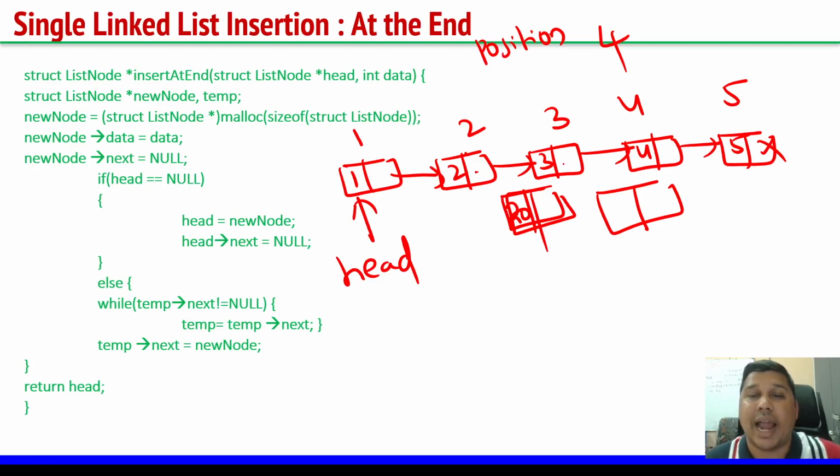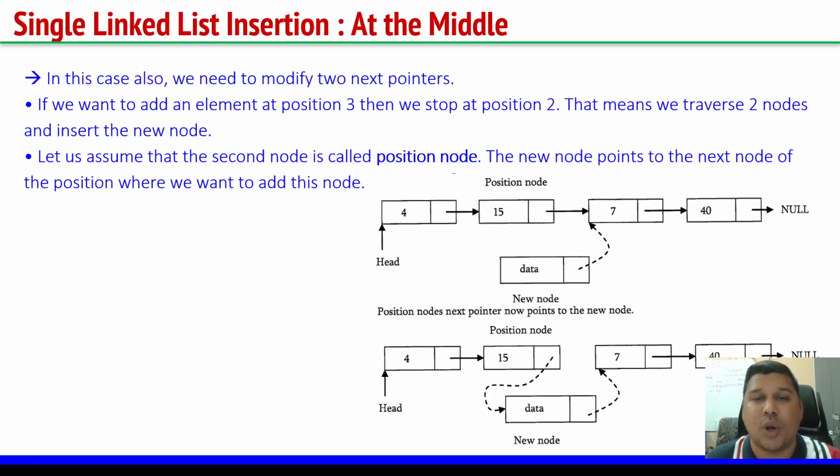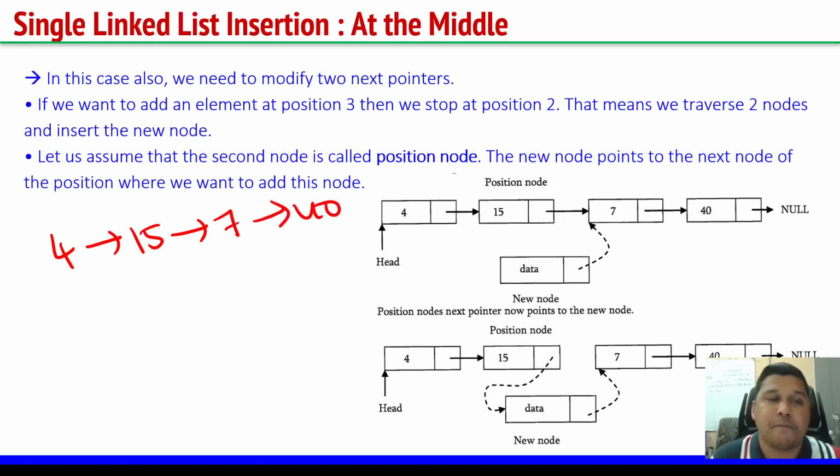So how do we add that? Let us try to analyze how to insert an element at any given location. It depends on the location. We will be given some position. So this is an existing list, our head is here. The list contains 4, 15, 7 and 40. They are saying insert an element at position 3. It means here I want to add a new element in between 15 and 7.